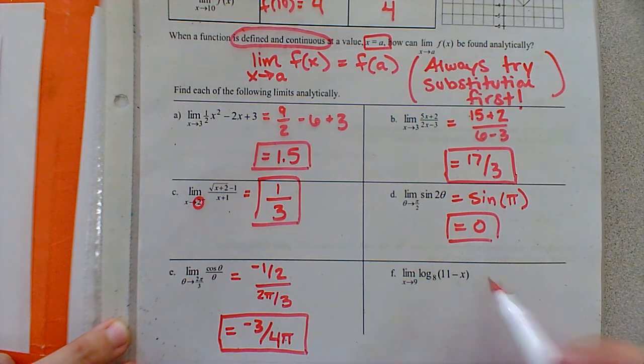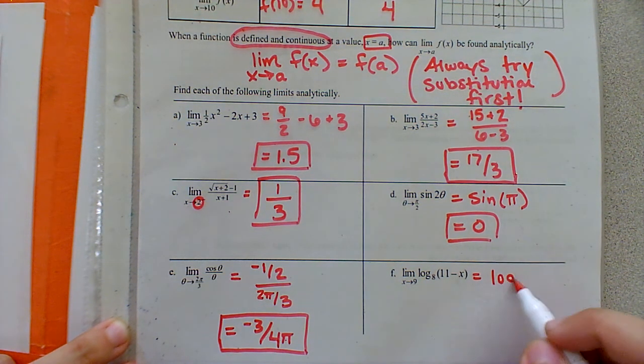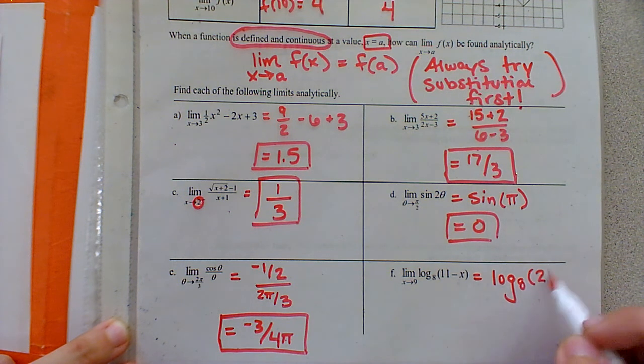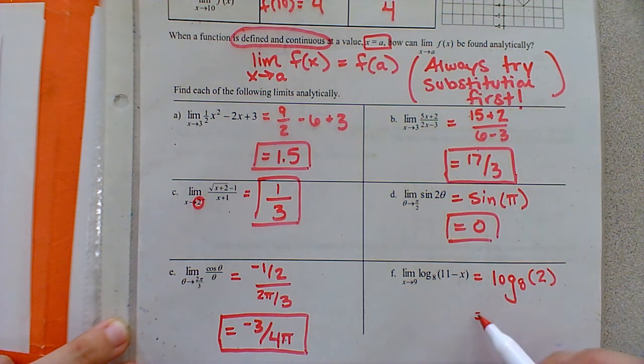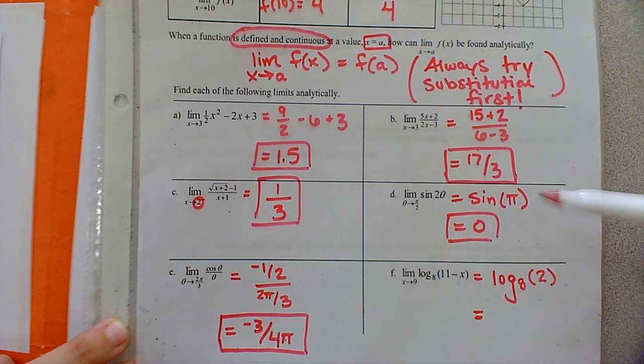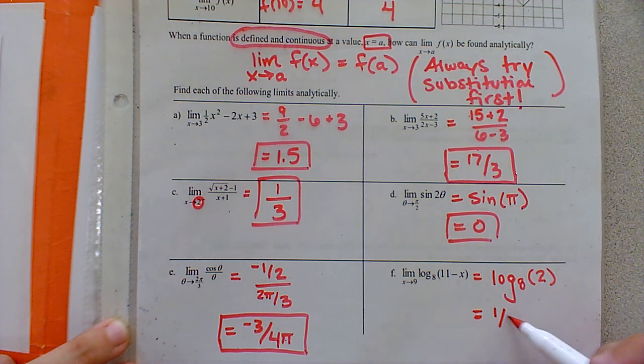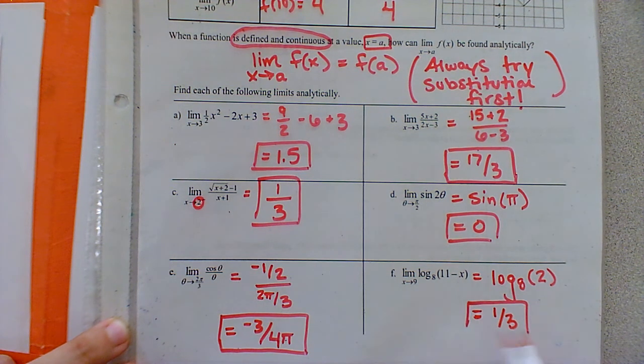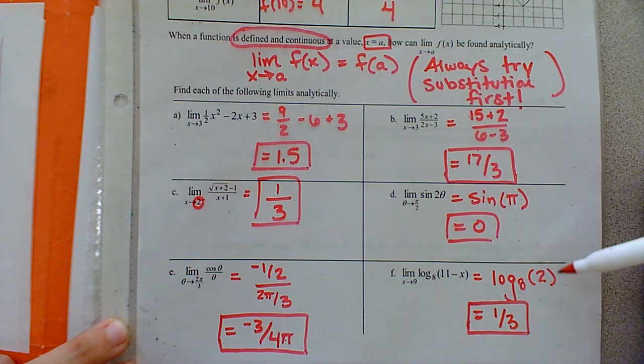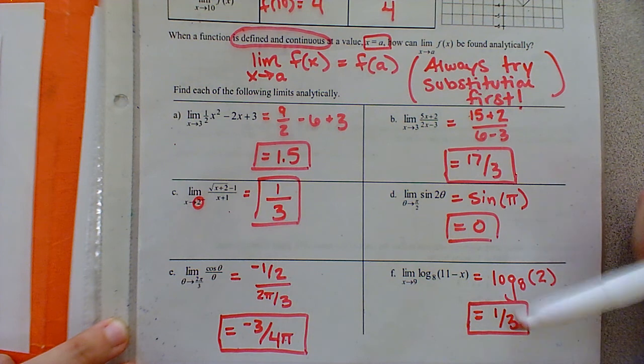For our last one, we're going to plug in 9. 11 minus 9 is 2, so we're going to try to figure out log base 8 of 2. Remember, logs represent powers, so we need to think about what power do we have to raise 8 to get an answer of 2, and that would be the cubed root of 8, which would be a power of 1/3. If that's a little confusing, don't be too concerned about that because we will talk about roots and powers a little bit later on in this course.